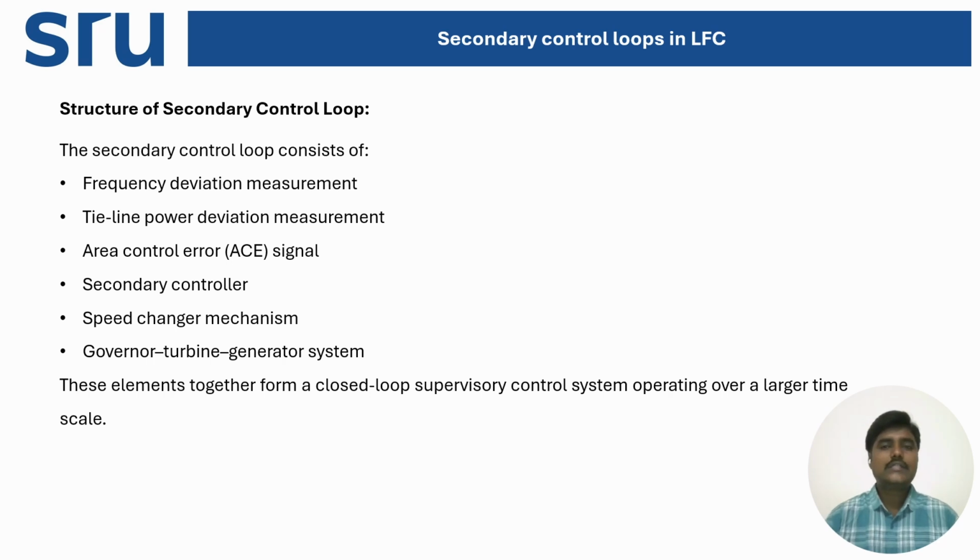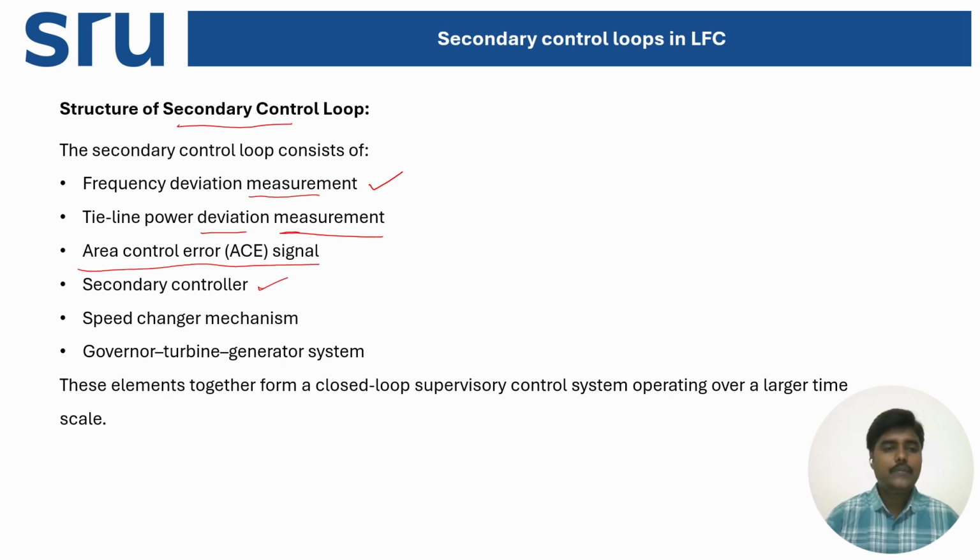Now let's see the structure of secondary control loop. So basically it consists of frequency deviation measurement. Whenever we want to operate this secondary control loop, initially we have to know how much frequency deviation is existing. That can be taken care of by using this measurement block. Similarly, we want to maintain the power balance in tie line, so we have to measure that power deviation also by using another measurement block. By using these two deviations, you can generate one error signal that is called area control error, ACE signal.